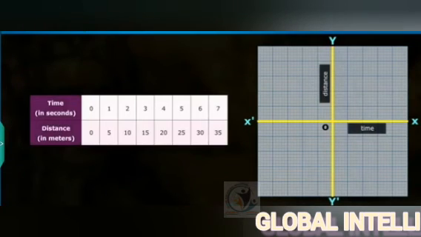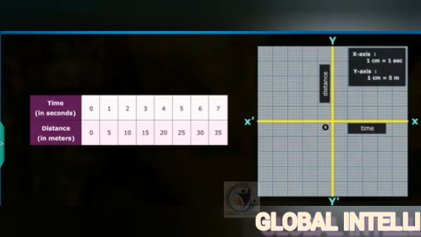Let us draw the distance time graph of the data given in the table for the motion of a car. Decide the quantity to be shown along the x-axis and that to be shown along the y-axis. In this case, we take the time along the x-axis and the distance along the y-axis. Choose the scale to represent the distance and another to represent the time on the graph. For the motion of the car, the scale could be: x-axis, 1 centimeter equals 1 second, and y-axis, 1 centimeter equals 5 meters.